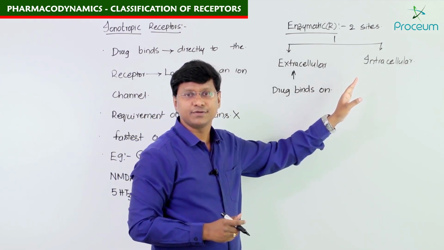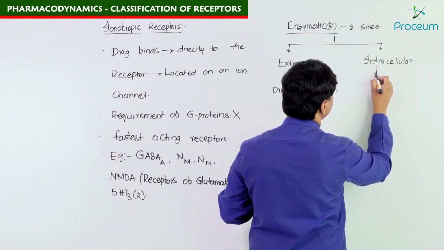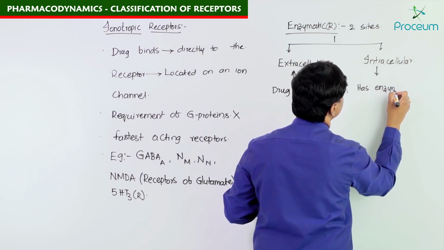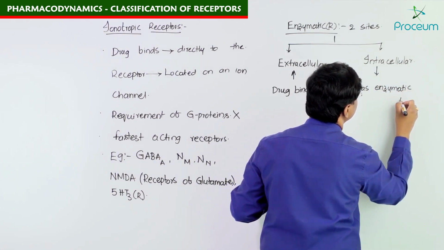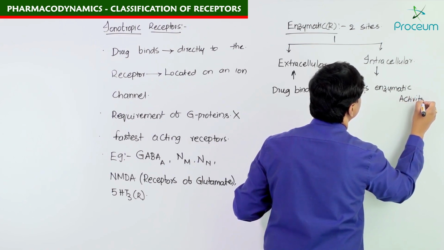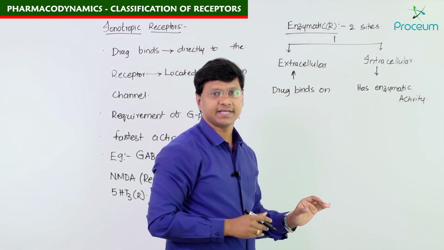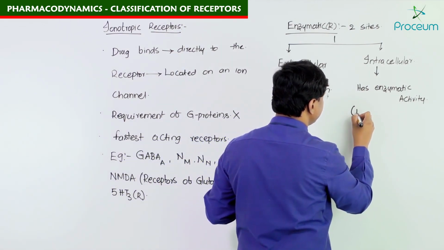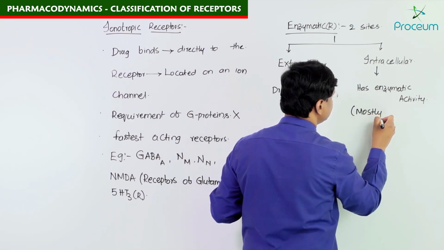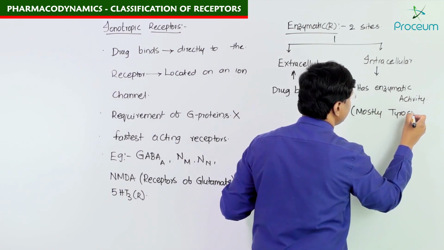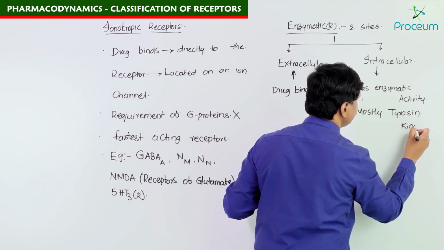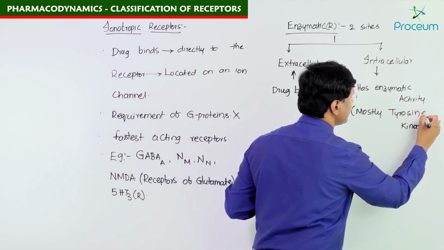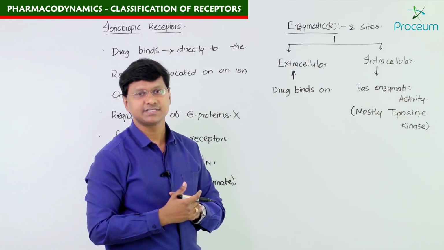And if you take the intracellular site, it has enzymatic activity. And what is that particular enzymatic activity? Mostly tyrosine kinase activity. So this is your enzymatic activity, which is intracellular.